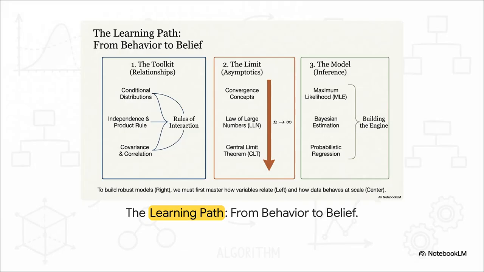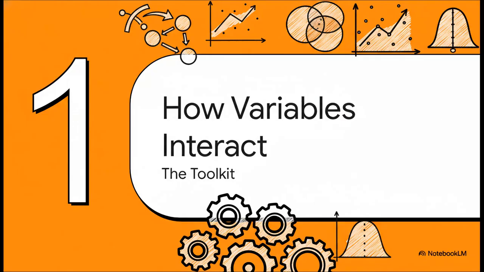And here is our roadmap for that journey. We're going to start with the toolkit, which is all about understanding how variables talk to each other. Then we'll move to the limit, where we'll see how beautiful, predictable order can emerge from total chaos. And finally, we'll assemble everything into the model. That's our engine for actually learning from data. Okay, so let's dive into part one.